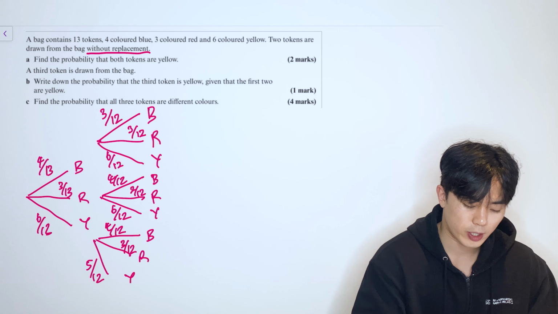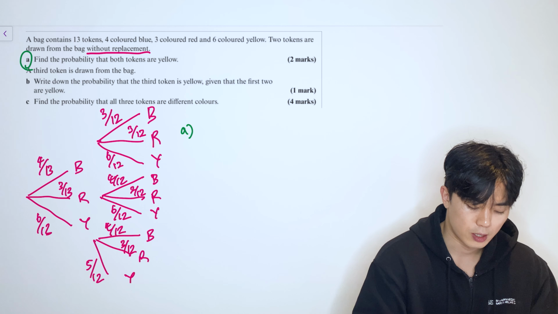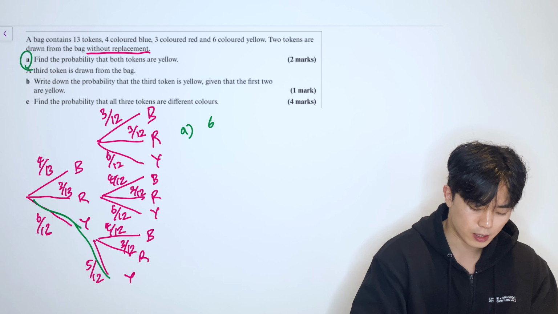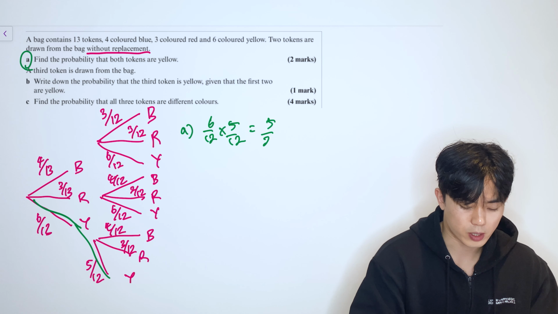So once we've drawn a tree diagram, let's answer the question. Find the probability that both tokens are yellow. So what's the root for yellow? It will be yellow like this and yellow like this. So it'll be 6 over 12 times 5 over 12 like this, which will give us 5 over 26.